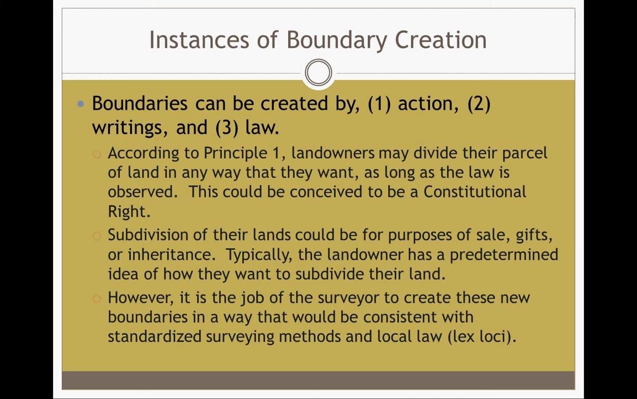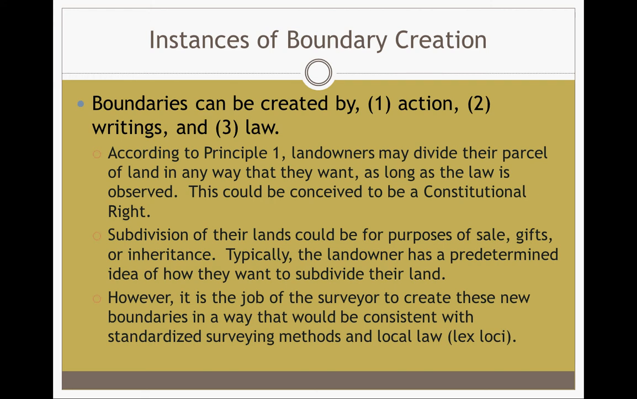So the landowner can split their parcel up into multiple pieces using a fence. This would be by action, they are creating these boundaries, but the boundary is not necessarily the extent of anyone's particular ownership of the land, and when they sell the land, it becomes a little bit different. Subdivision of their lands could be for purposes of sale, gifts, or inheritance. Typically, the landowner has a predetermined idea of how they want to subdivide the land.